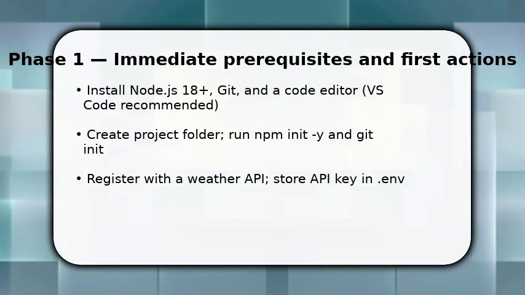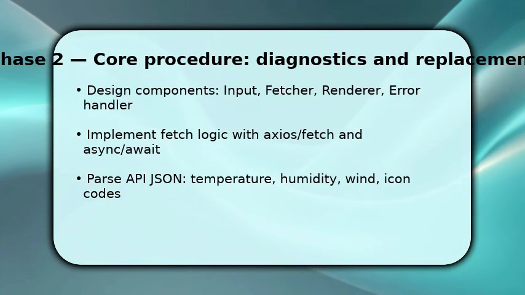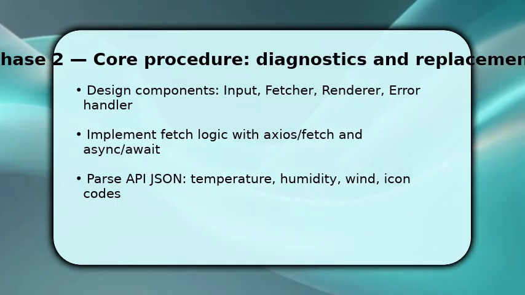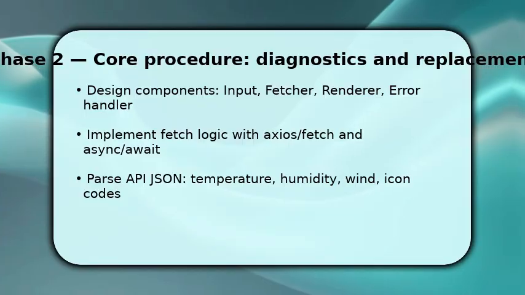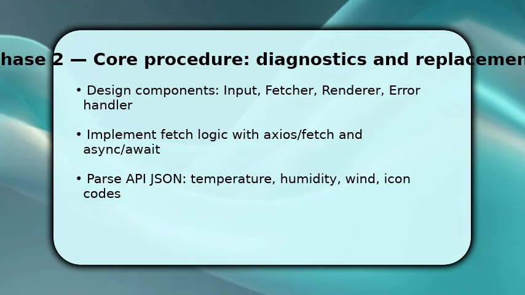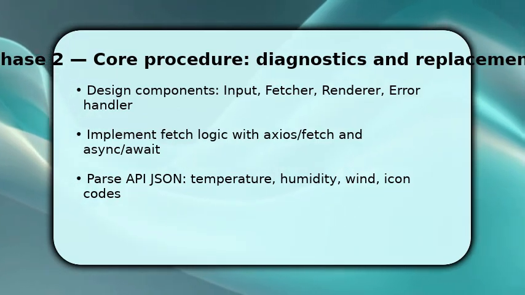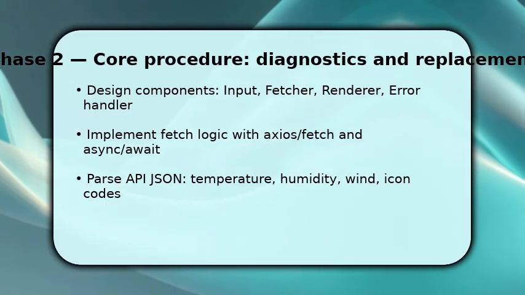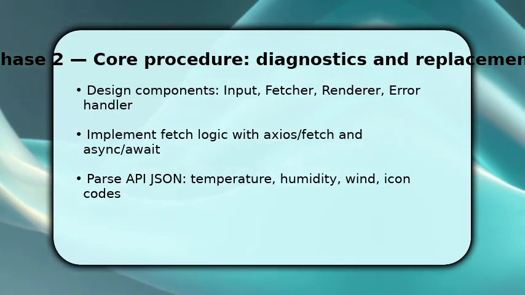You now build the core: an input form for city or coordinates, a fetcher module, a renderer, and an error handler. Start by coding an async function that calls the API with your key and query. Await the response and check HTTP status. Once you have JSON, extract temperature, humidity, wind speed, and icon codes. This normalization keeps UI logic simple.